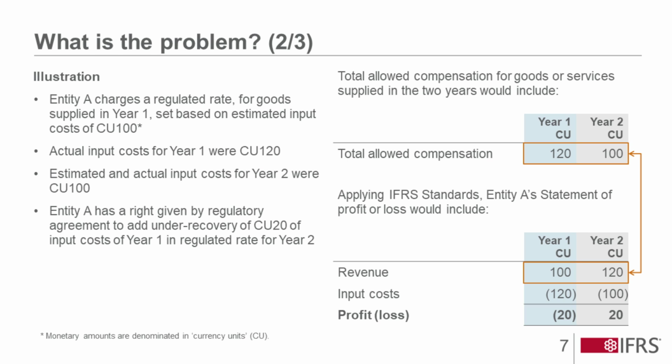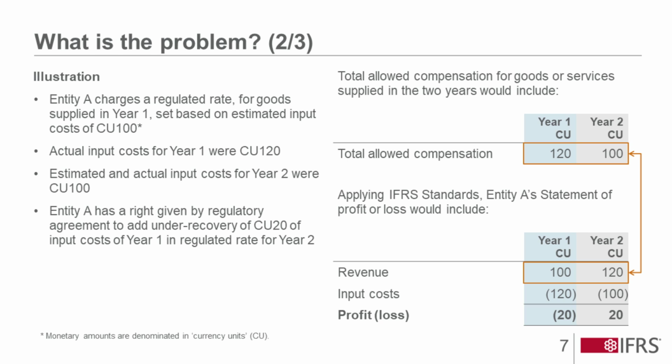The entity is, however, entitled to compensation of 120 for the goods supplied in year 1. And then, in year 2, the regulated rate the entity charges for goods supplied is based on the estimated input cost of 100 for year 2, plus the under-recovery of 20 of compensation of year 1. Therefore, the amount of revenue the entity recognizes in year 2 will reflect compensation of 120.